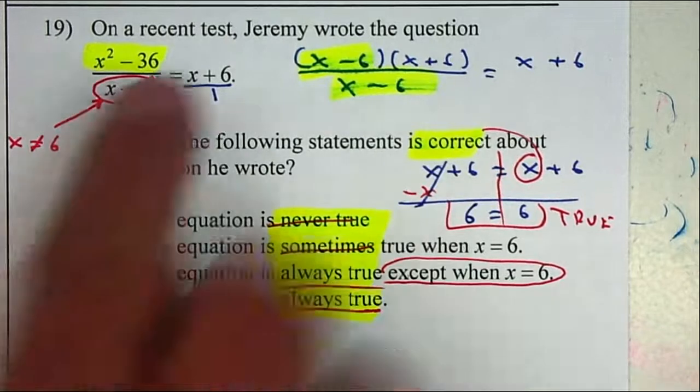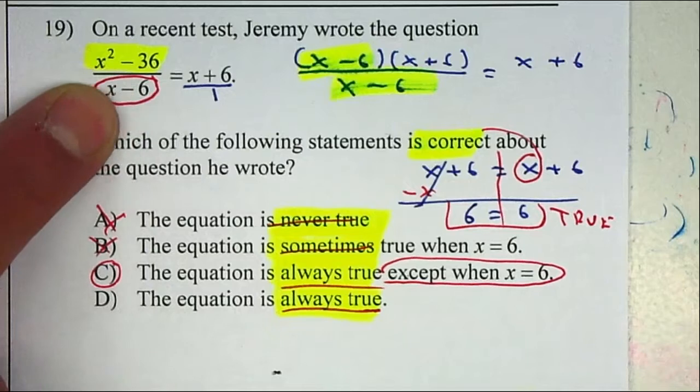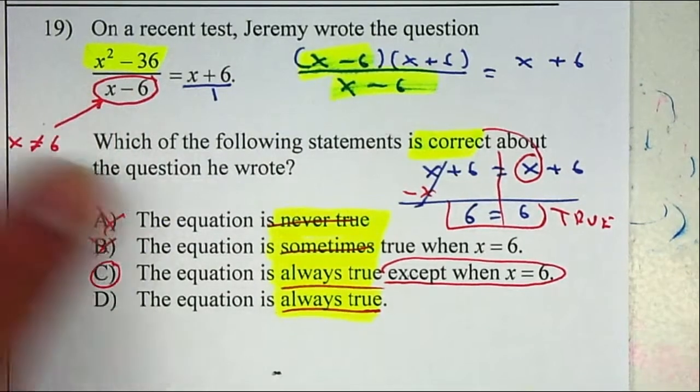Now remember that if it was just a 6 underneath without the x, then the answer will be D. But since we have an x on the denominator, that means that we have a restriction or an exception.